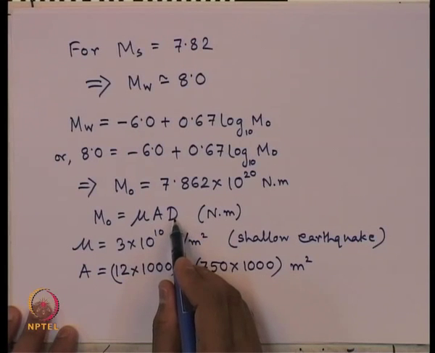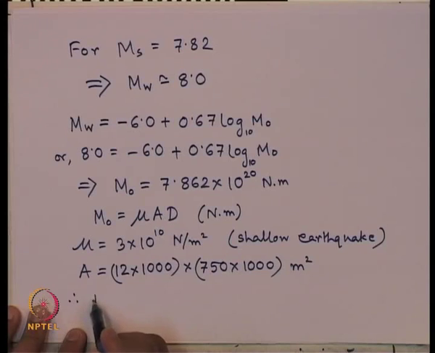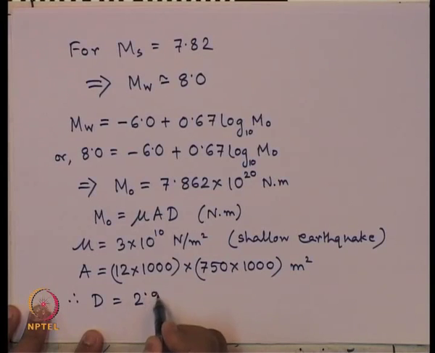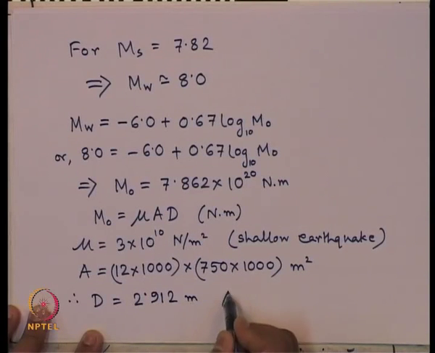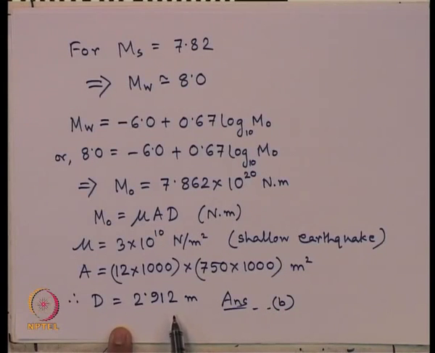Now, we have to calculate this D, that amount of slip. Putting this value in this equation, you get D coming out to be 2.912 meter. That is the answer of part B, or the last part. That is the amount of slip by which the fault will rupture, or by which the two plates of the fault will move with respect to each other, 2.912 meter. Fine? So, with this, we have come to the end of today's lecture. We will continue further in the next lecture.